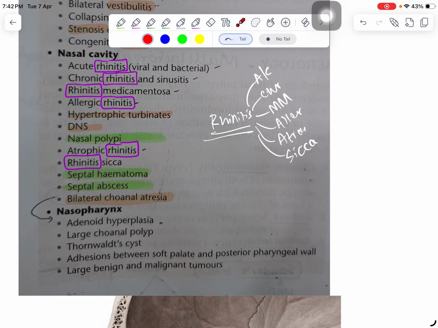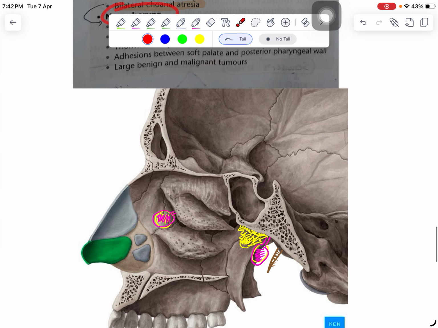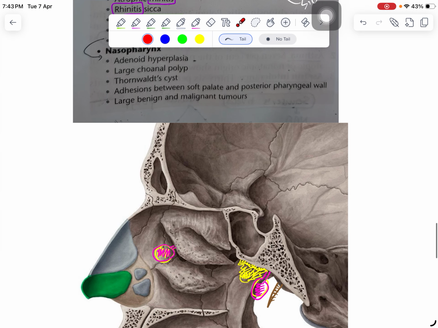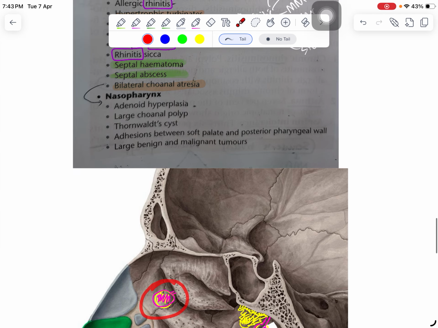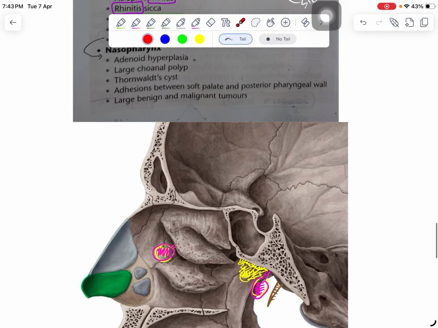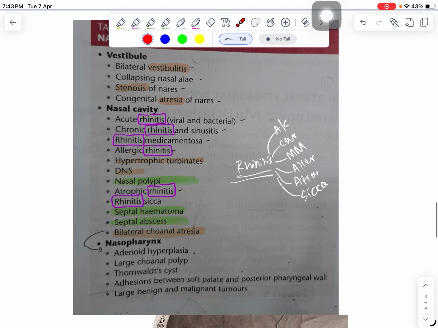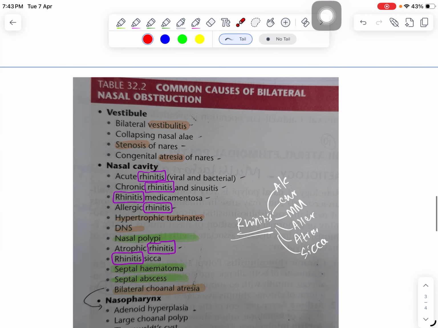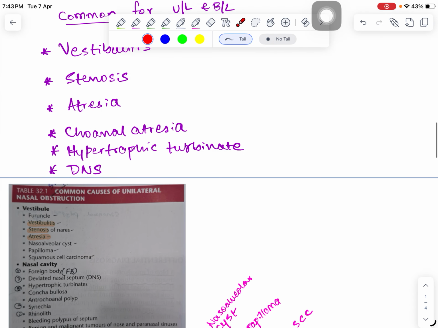So then coming to the nasopharynx causes. Here hyperplasia of adenoid, then polyp, large choanal polyp, then adhesion between the soft palate and posterior wall, then large benign or malignant tumor, Thornwaldt cyst. So now we have remembered everything. Let me just revise the entire thing in a very fast way.